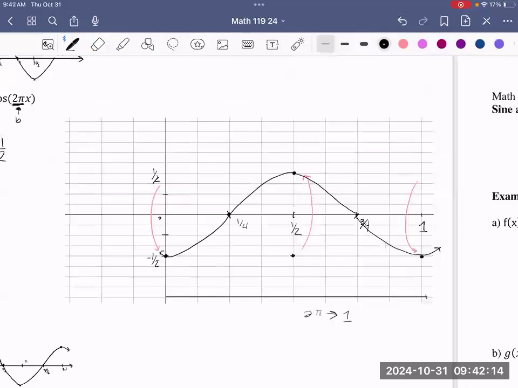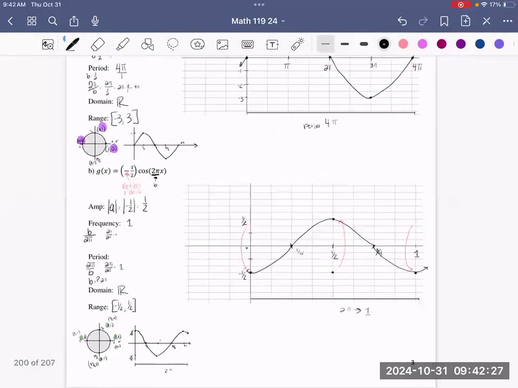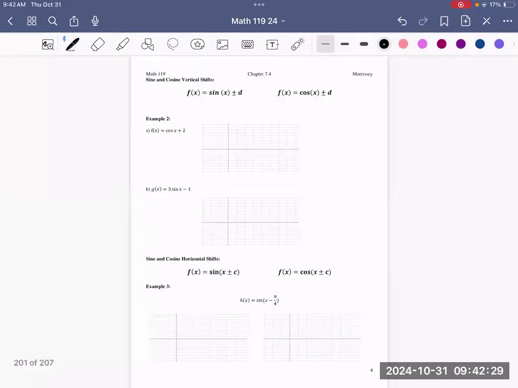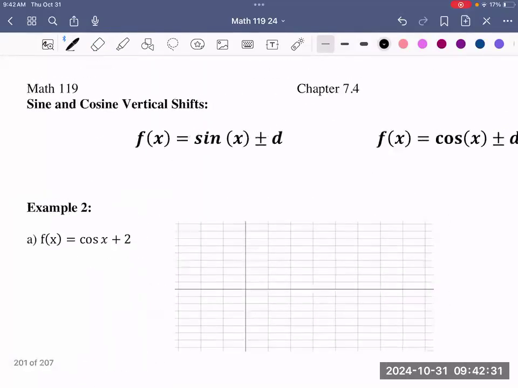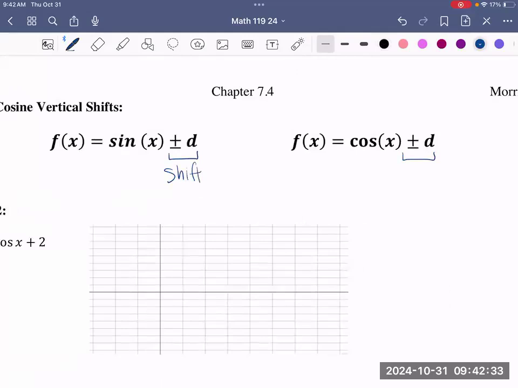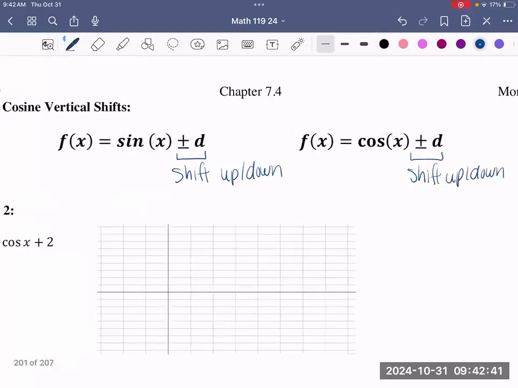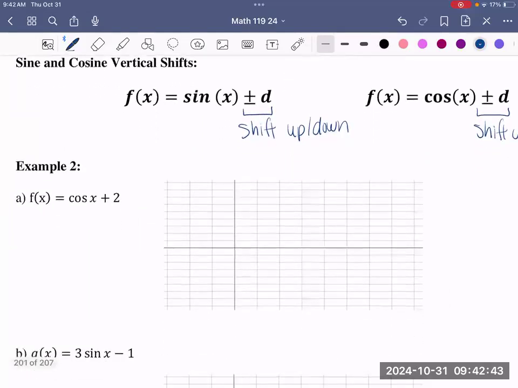All right, now let's take a look at moving your graph left, right, up, and down. So if we want to move your graph up and down, we'll be looking at values that are on the outside. So notice that this is plus or minus d on either side. This will shift up and down. So let's go ahead and look at one of our first ones.